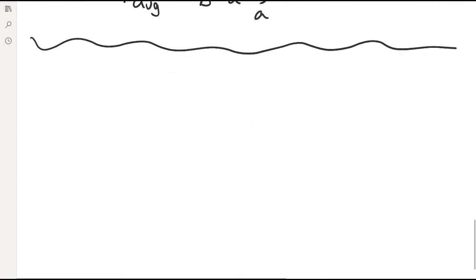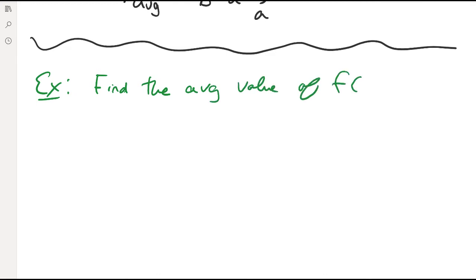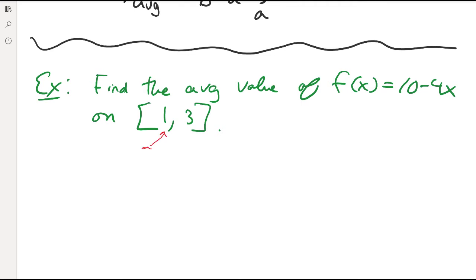For example, I want us to find the average value of f of x equals, let's say, 10 minus 4x on the interval going from, I don't know, 1 to, let's say, 3. So the average value of that function as we go from 1 to 3. All right, so what they told us is our interval goes from 1 to 3, so that means that our a is 1, our lower bound is 1, our upper bound is 3.